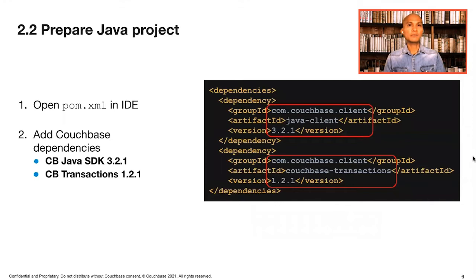Next, we open pom.xml in our IDE, add the Java SDK and Transactions Library dependencies, then reload pom.xml to make sure the dependencies are loaded.